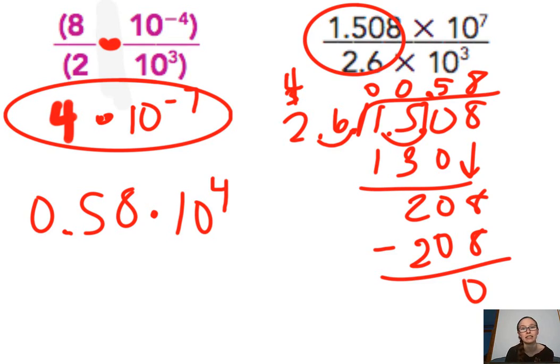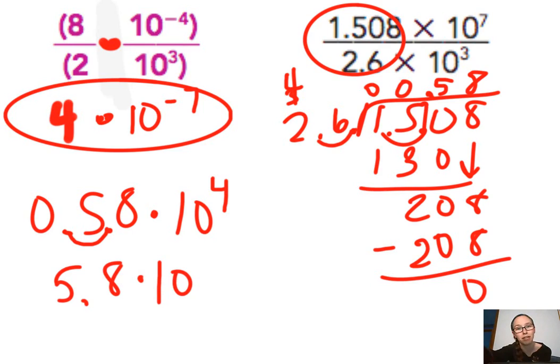So I need to make it 10 times bigger to get in between 1 and 10, so 5.8. So since I made it 10 times bigger, I don't have to multiply it by as many tens, 1 less to be exact. So it's 10 to the third.